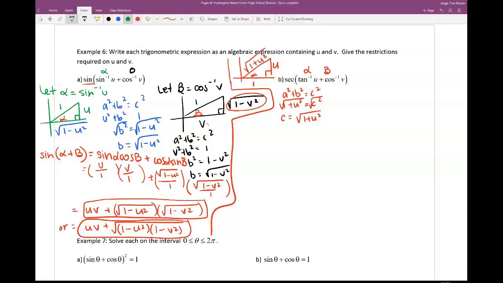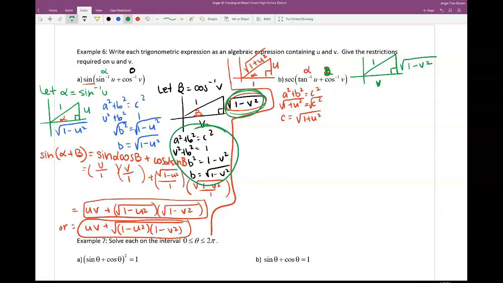Let's draw beta. Beta's over here. Cosine inverse is restricted in 1 and 2. I want everything to be positive, so let's put it over here. Cosine is adjacent, which is v, over hypotenuse. We kind of did this already over here. Based on my basic math, this is now the square root of 1 minus v squared for the opposite leg.